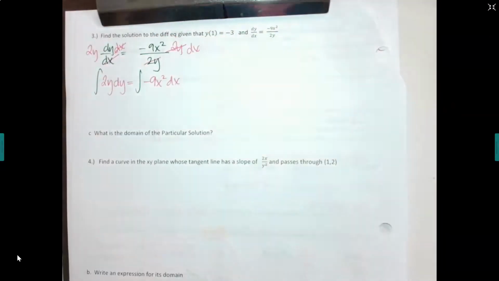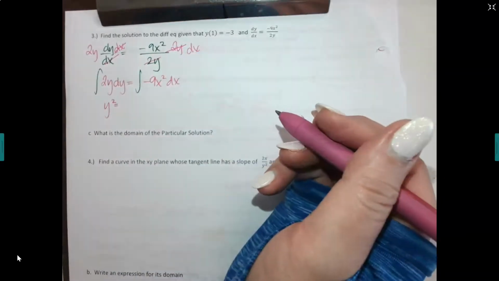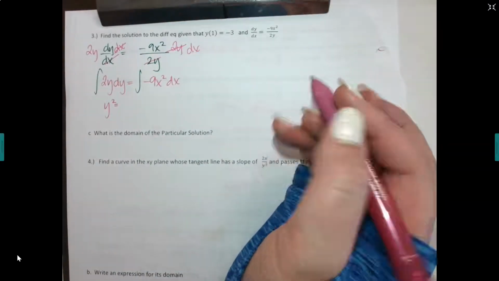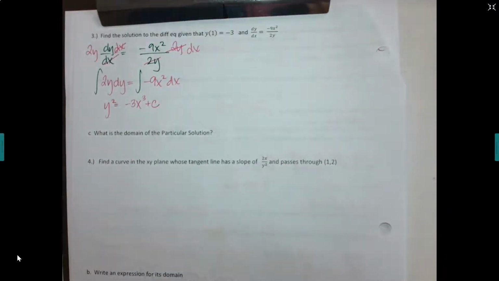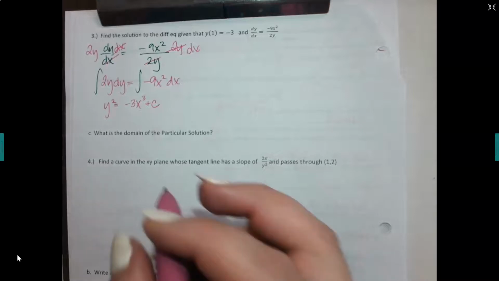Okay, integrate both sides. Integral of 2y, what do I get? Y squared. No plus c, because remember, I was going to put it on x's side. Okay, on this side, antiderivative, add 1, it becomes x to the 3 with a negative 3 in front, and then plus c. From there, I want to solve for y. Y equals what for my general?